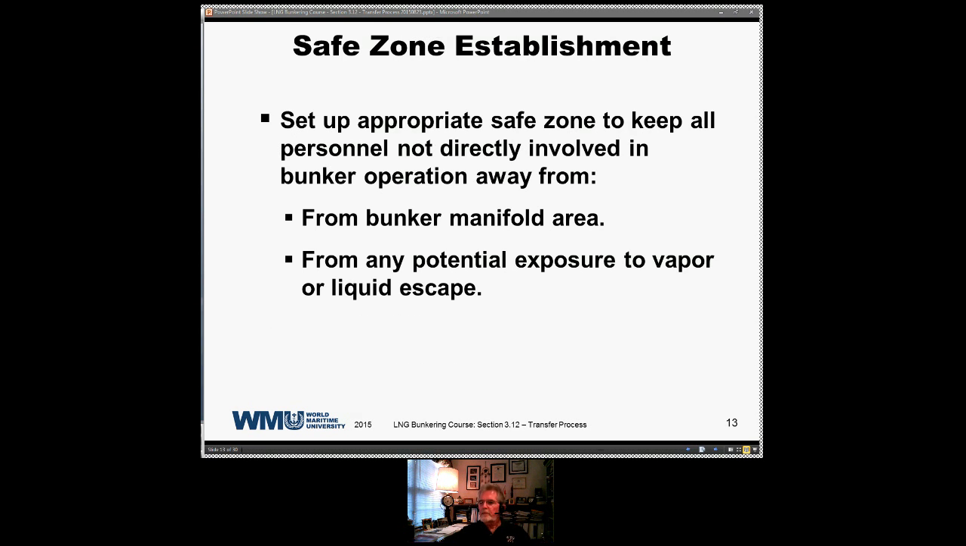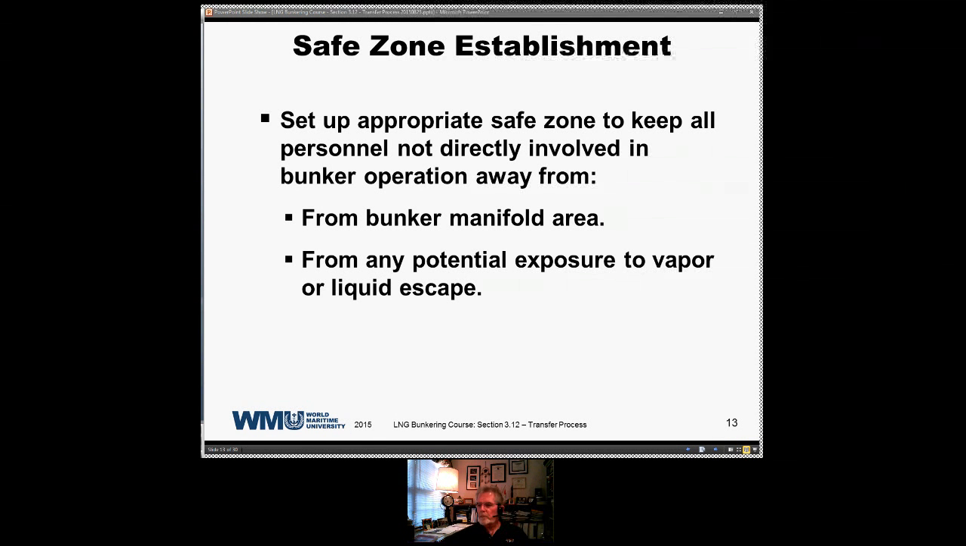So we're going to set up this safety zone. We've talked about this before, and we may probably mention it again. But what we're going to do is keep all personnel not directly involved with the bunkering operation away from the bunker manifold area. In the case of a cargo transfer operation, away from the manifold area. And those personnel are kept from any potential exposure to vapor or escaped liquid.